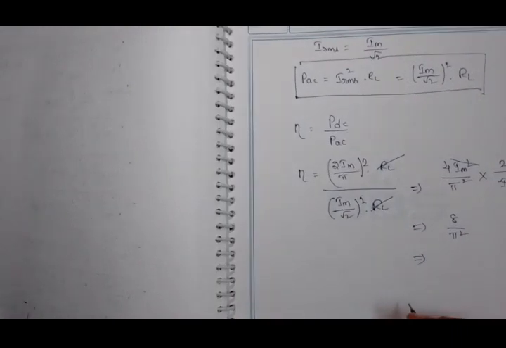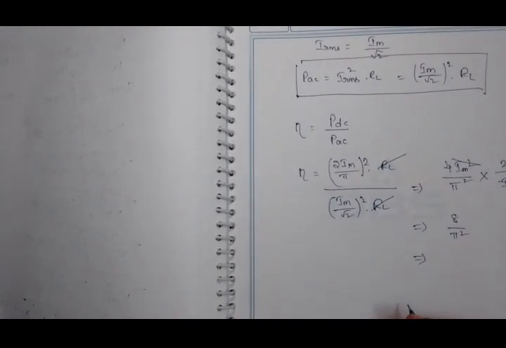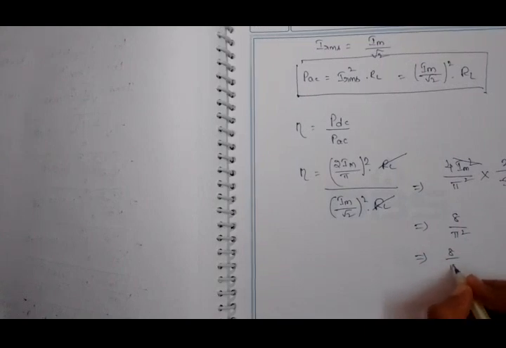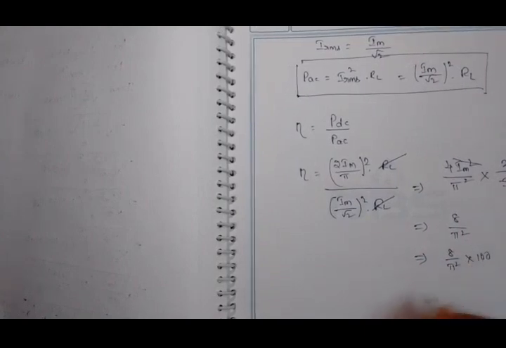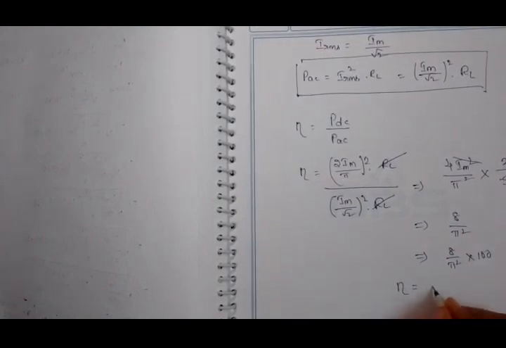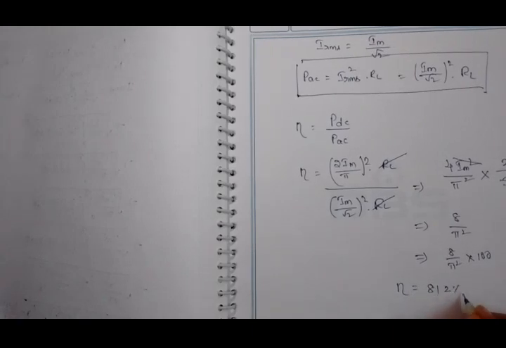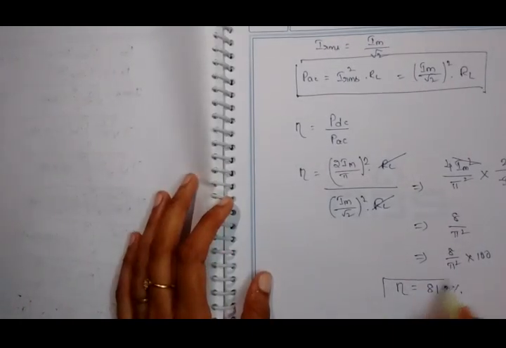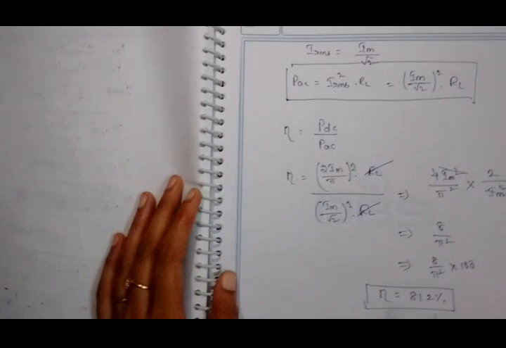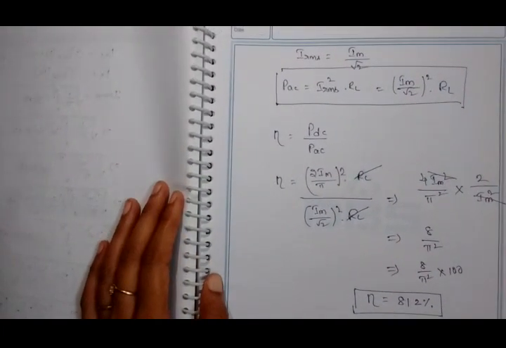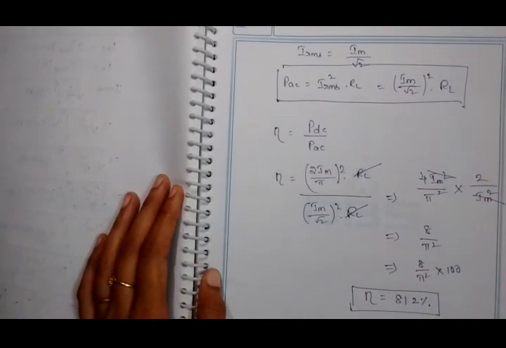To calculate the percentage, just multiply with 100, that means 8 by pi square into 100. Then finally we will get efficiency equal to 81.2%. So it is the efficiency of a full wave rectifier. It is higher when we compare it with the half wave rectifier.